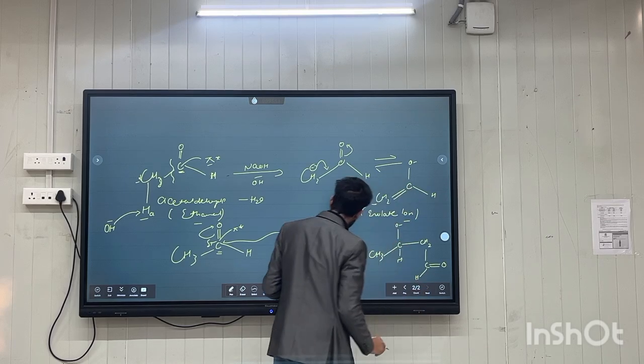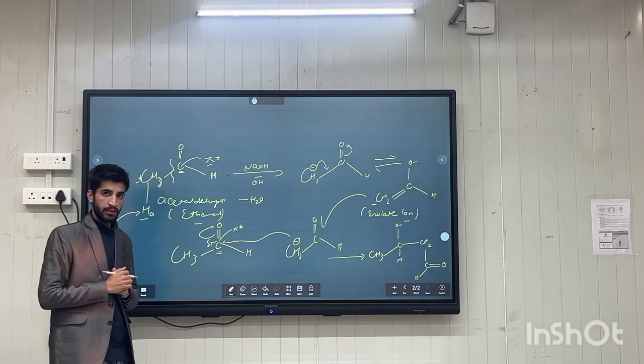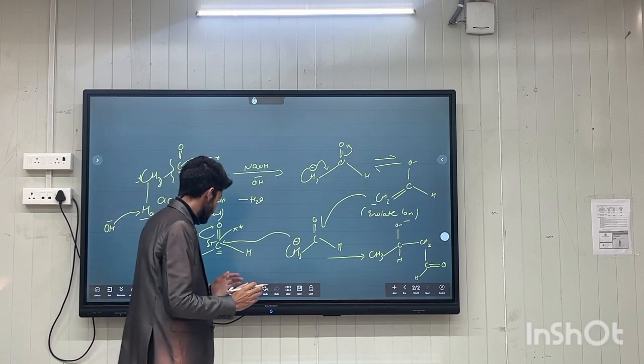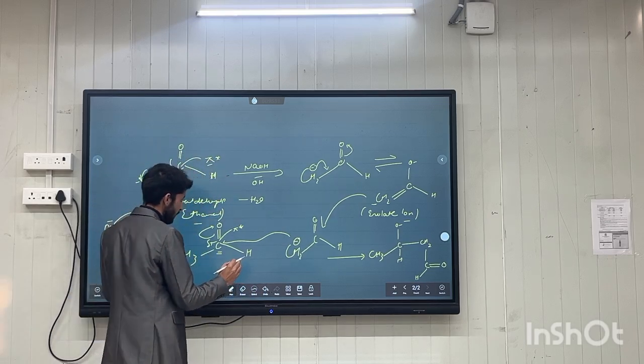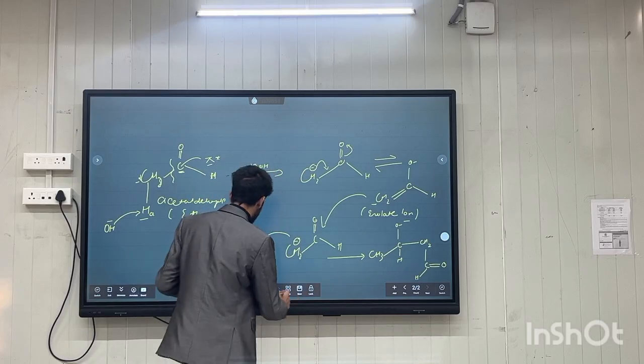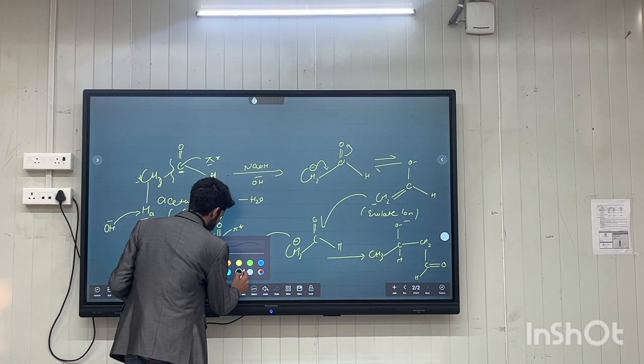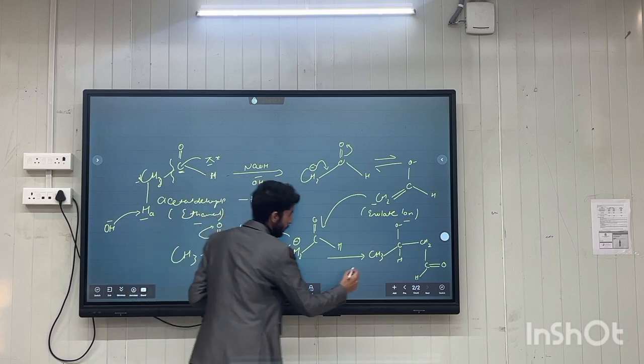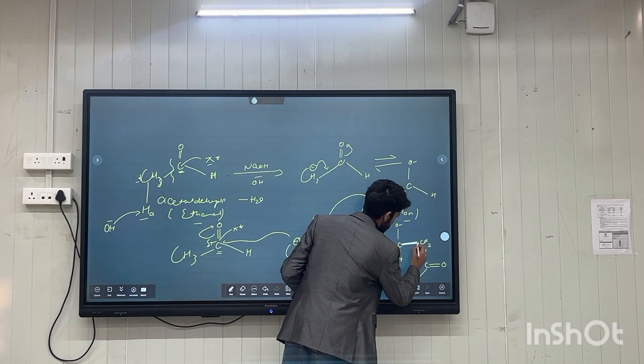Okay. So what is the benefit of this reaction? If we see, we have made a compound which has a C-C bond, we have gained one C-C bond. If I highlight this bond over here with another color, this is the new carbon-carbon bond formed.